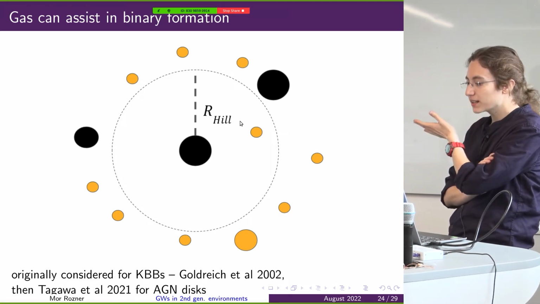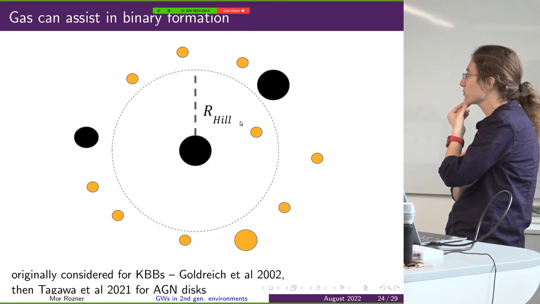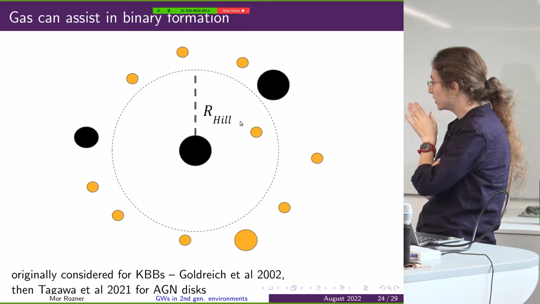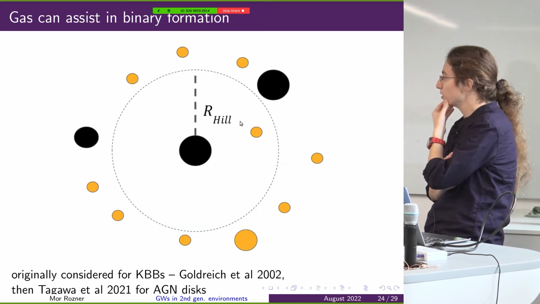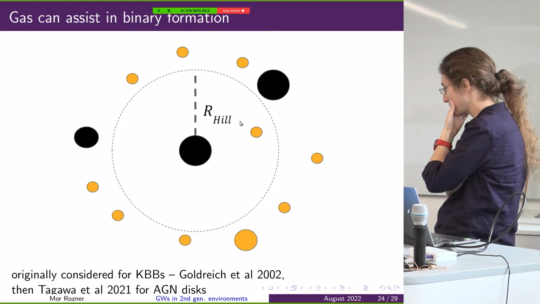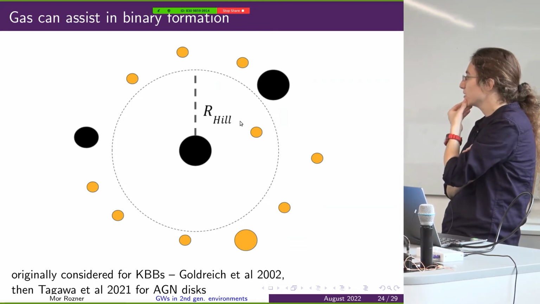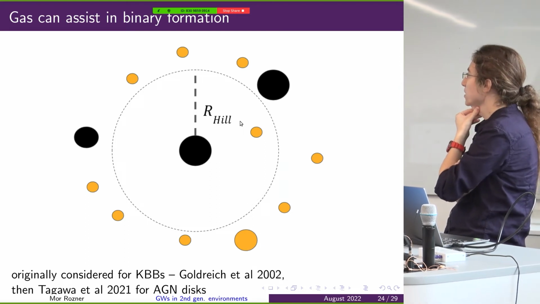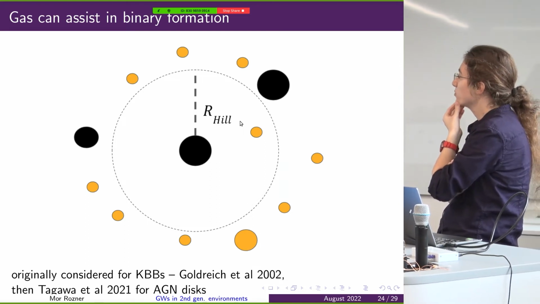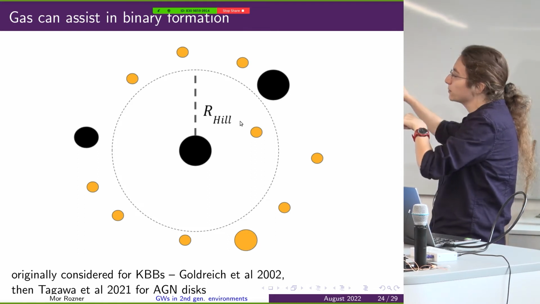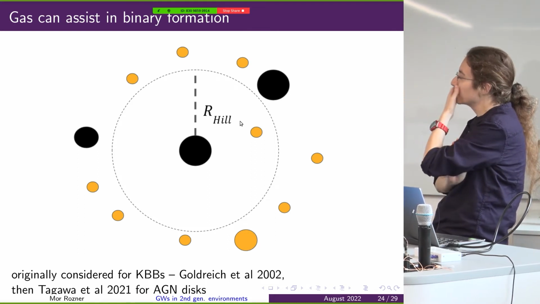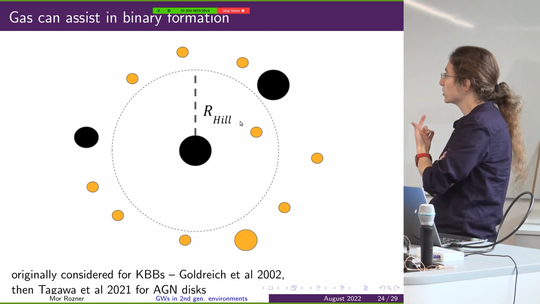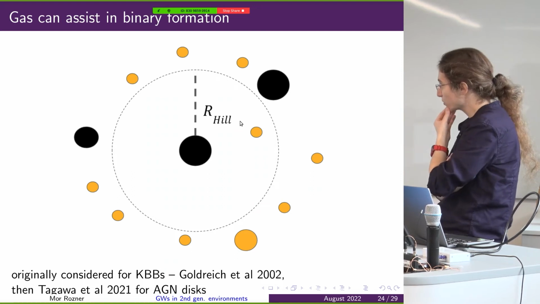So gas can actually assist in binary formation. You should imagine a Hill sphere. It is termed the L2 mechanism for planetary formation of binaries in the Kuiper belt. So you should think about a very large Hill sphere filled with gas, and then you have a black hole, and then another black hole penetrates the Hill sphere. And if it dissipates enough energy within the crossing timescale, then you will form a binary. So that's what happened here.